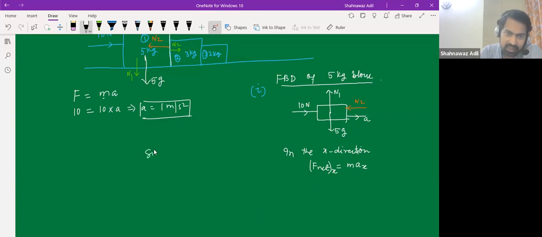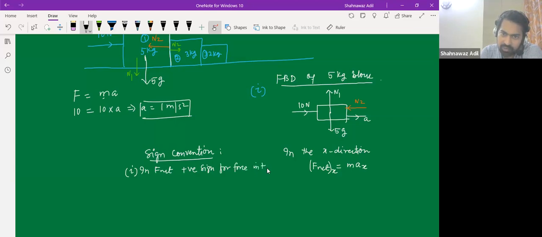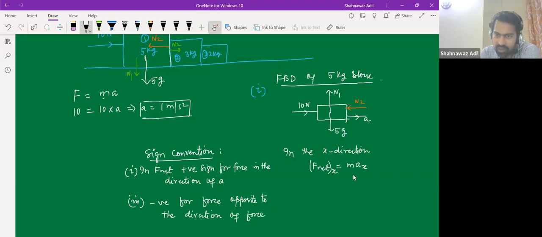And there is a sign convention. Whenever we don't have any equilibrium, there is a sign convention in F net: positive sign for force in the direction of acceleration, and negative sign for force opposite to the direction of acceleration. Okay, so we are now writing the F net part.